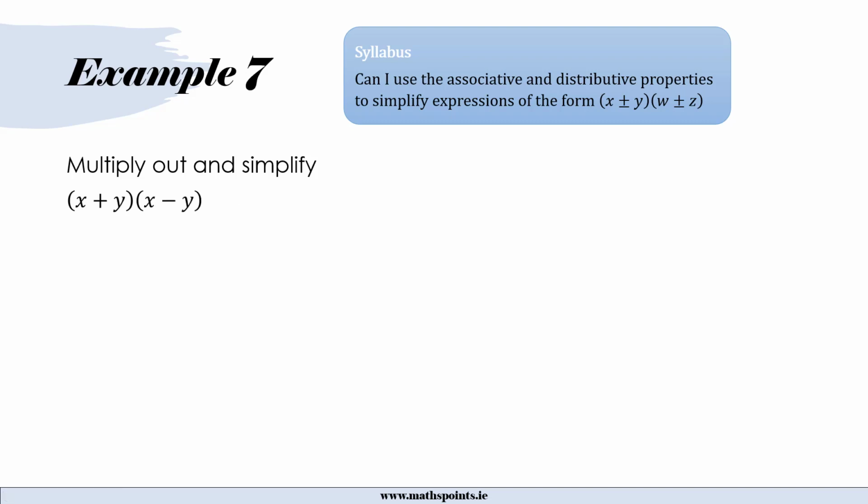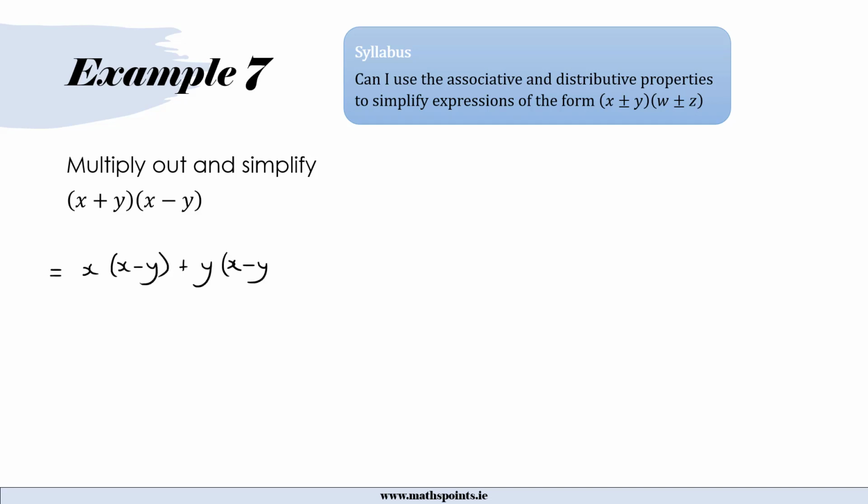Example 7, again, we have two variables, and we just want to see the effect of having the same letters in both brackets, but different signs. So let's see what happens when we do a sum like this. So if I do x on x minus y plus y on x minus y.